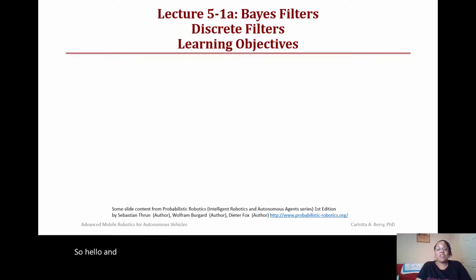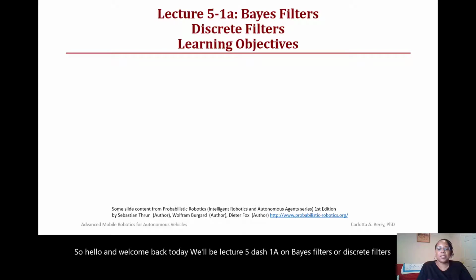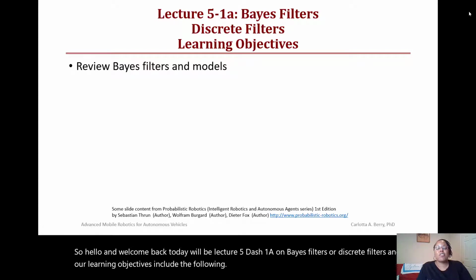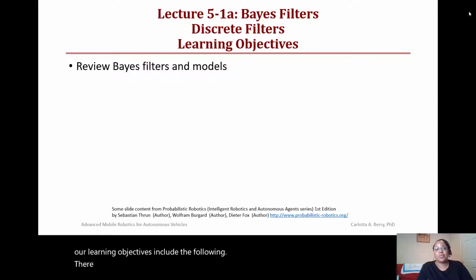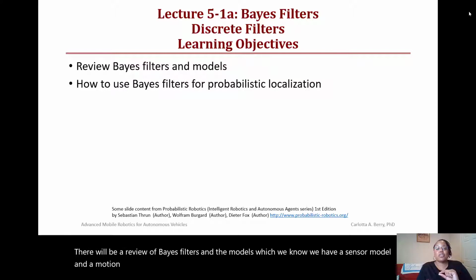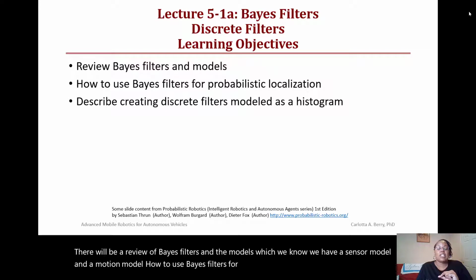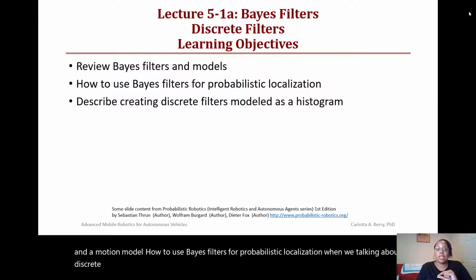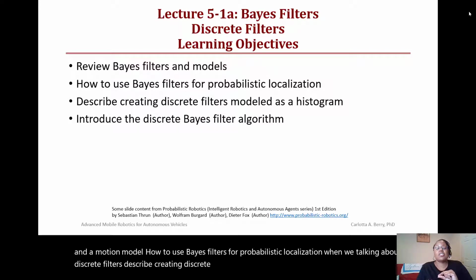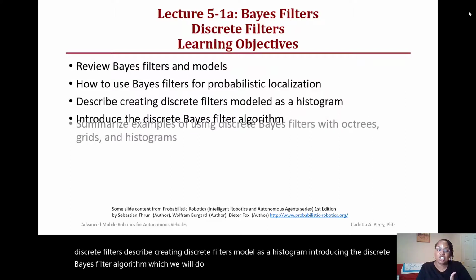Today will be lecture 5-1A on Bayes filters, or discrete filters, and our learning objectives include the following. There will be a review of Bayes filters and the models, which we know include a sensor model and a motion model; how to use Bayes filters for probabilistic localization when we're talking about discrete filters; describing creating discrete filters, modeled as a histogram; and introducing the discrete Bayes filter algorithm, which we will do an example of in a subsequent lecture.